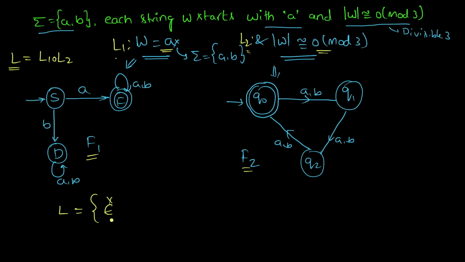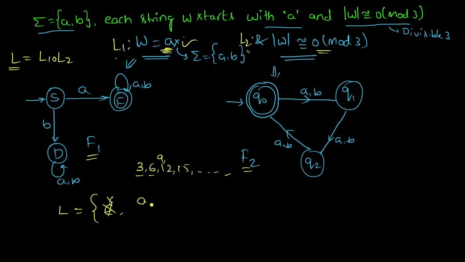Epsilon won't be there in this language because of this constraint. Every string should start with a, so epsilon will not be in our language. And what lengths can each string have? It can be 3 or 6 or 9 or 12 or 15 and so on. All these are multiples of 3. Each one leaves a remainder 0 when divided by 3. And also each string should start with a.